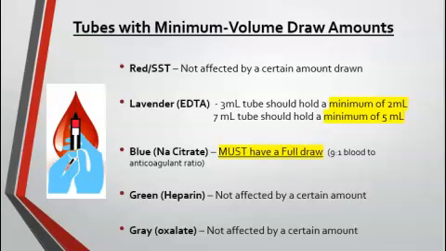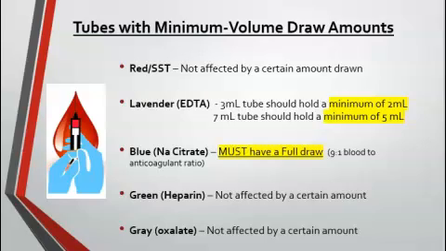The blue top tube, or the sodium citrate tube, is the most sensitive when it comes to the volume of sample. It must be a full draw. Remember, you need that 9-to-1 ratio of blood to anticoagulant. If the blue top tube comes to the lab and it's not filled up to the fill line, unfortunately the lab is going to have to reject that tube, and that tube is going to have to be redrawn.